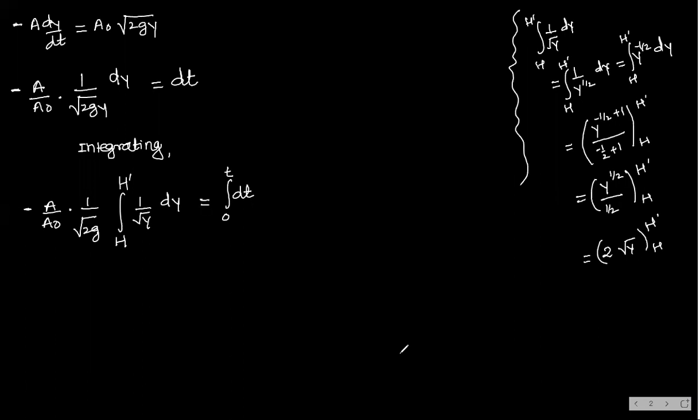Okay, see here. So 2 root y from h to h dash, and this is equal to 2 into the root of h dash minus root of h, putting in the upper limit first. Check it now. Understood? Once you check, tell me if you have any doubt, and I will explain again.